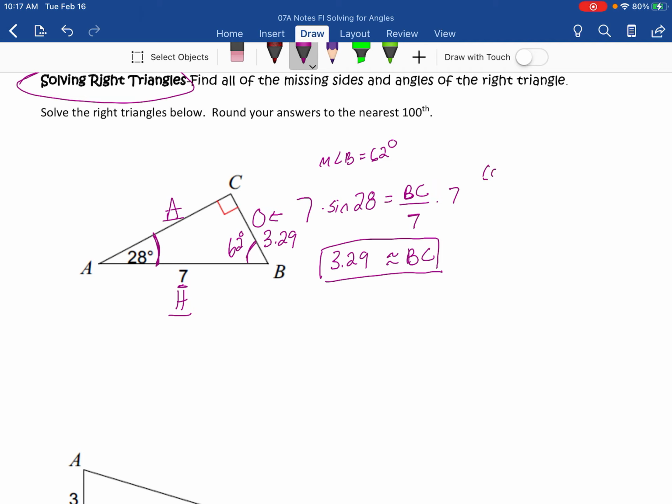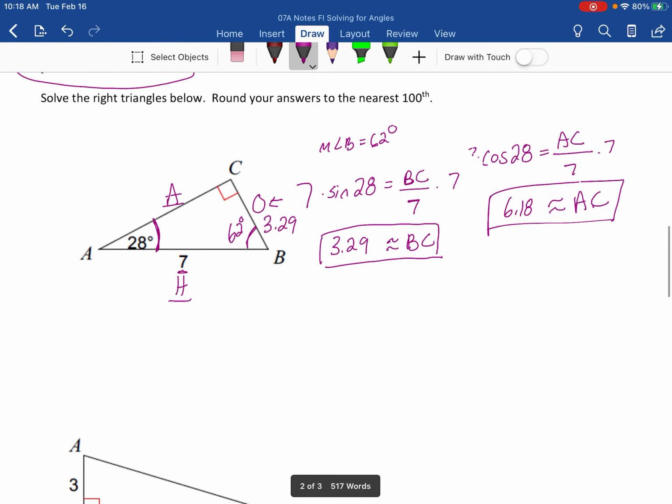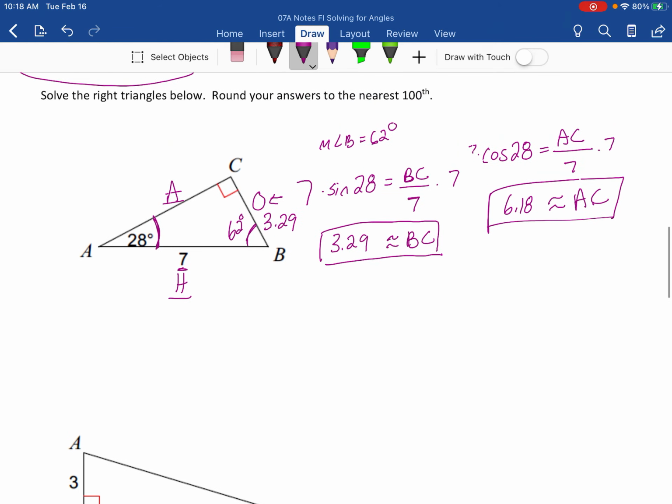And so I have my 3.29, and I'm not going to use the 3.29. I'm still going to be using the 7. So this is my adjacent and my hypotenuse. So I'm going to be using cosine to find the other side. So the cosine of 28 is equal to AC over 7. Do the same thing, multiply by 7. And the distance from A to C is approximately 6.18.